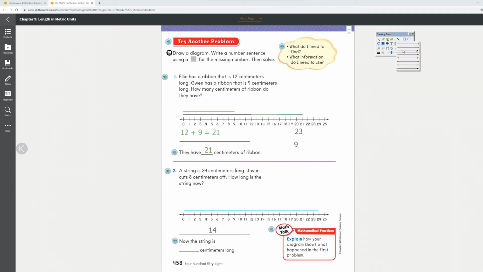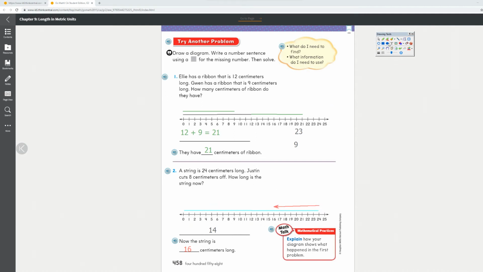He's going to cut 8 centimeters off of this string. So starting from 24, let's cut 8 centimeters down. We go 1, 2, 3, 4, 5, 6, 7, 8. And we stop at 16. Since we cut down 8, we are left at 16, right? This is what he's going to have remaining after he gives away what he cut off. So how long is the string now? The string should be 16 centimeters long after he cuts 8 centimeters off.